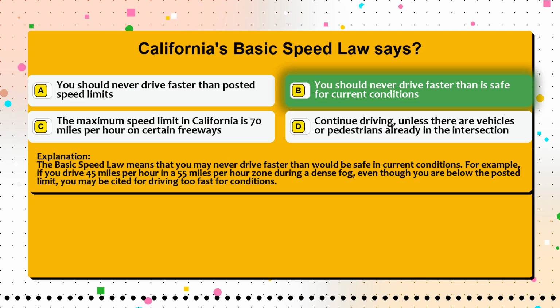For example, if you drive 45 miles per hour in a 55 miles per hour zone during a dense fog, even though you are below the posted limit, you may be cited for driving too fast for conditions.